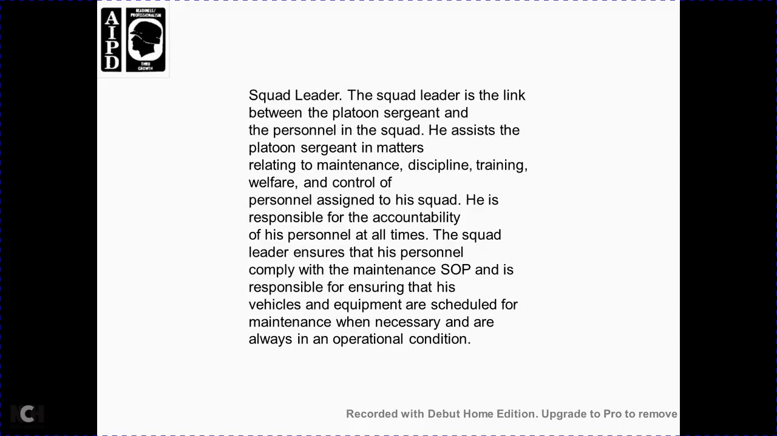Squad leader. The squad leader is the link between the platoon sergeant and the personnel element of the squad. He assists the platoon sergeant in matters relating to maintenance, discipline, training, welfare, control, and personnel assignment within his squad, and is responsible for the accountability of the personnel at all times.